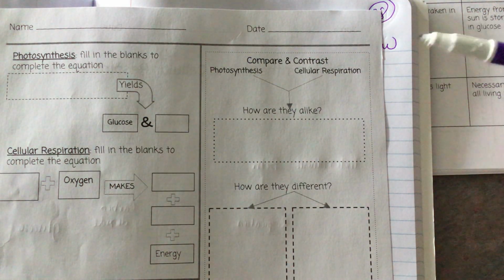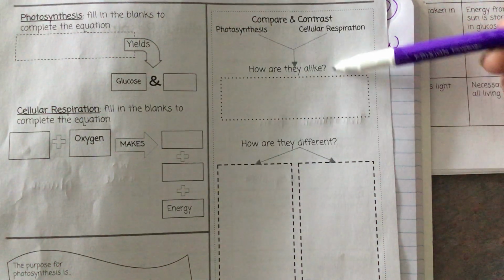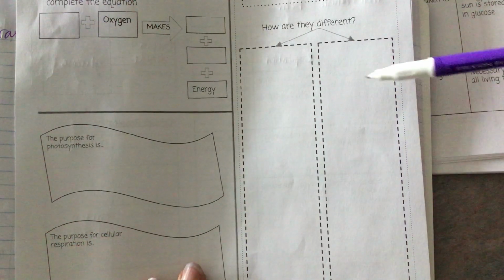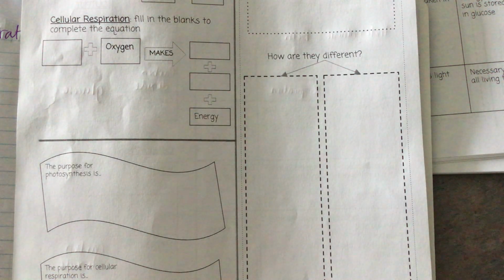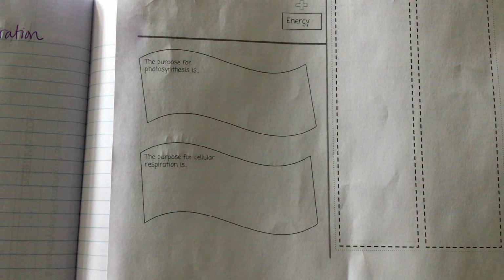Over here, you're doing a compare and contrast of how they're the same and how they're different. Okay, you'll notice this box is fairly little, this box is fairly big. So are you going to have more things that are the same or more things that are different? Gabby? More things that are different. And then the last thing down here, what is the purpose of photosynthesis? What is the purpose of cellular respiration?